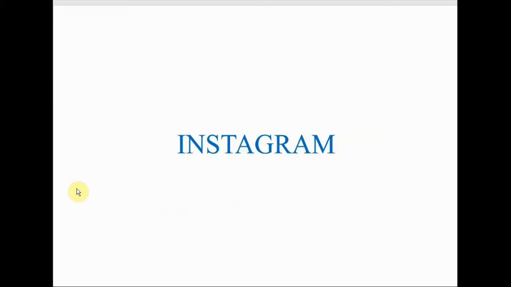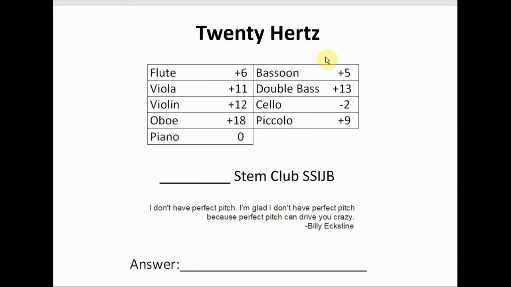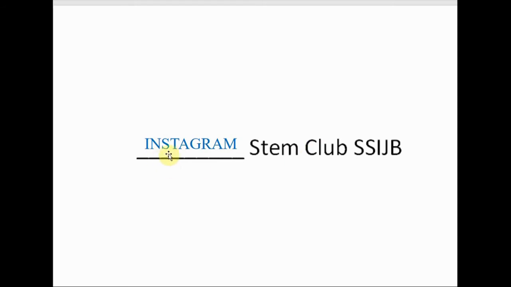Okay, so if you do the same for all of the other instruments, you get this INSTAGRAM. If you put them out together, it spells out Instagram. So if you look at the whole puzzle, after this section, there's a blank space and then STEM Club SSIJB. And if you insert the word Instagram in there, you get Instagram STEM Club SSIJB.